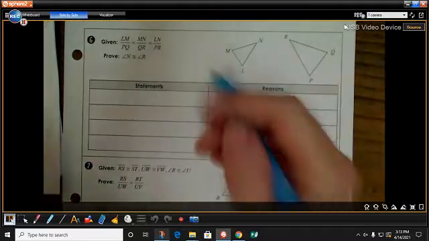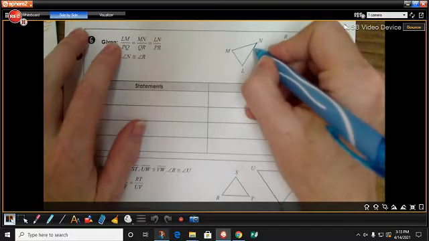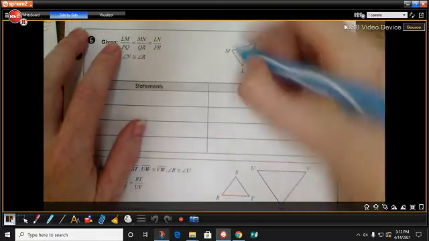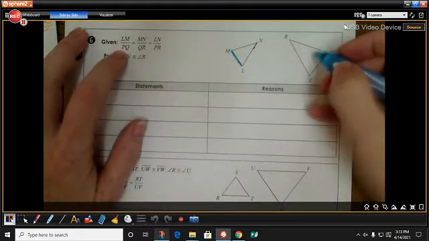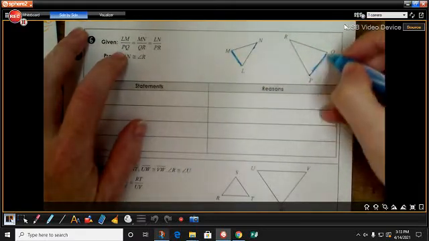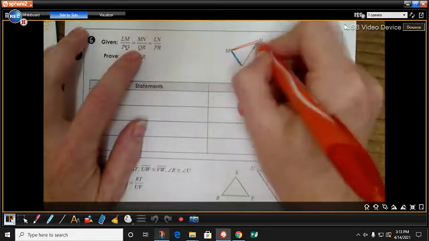Number 5. Let's see. Let's try number 6 here. This one looks nice and short. So again, let's figure out our plan of attack. I'm given that LM, so L to M, that's this guy, is in a ratio with PQ, and that ratio equals MN to QR.